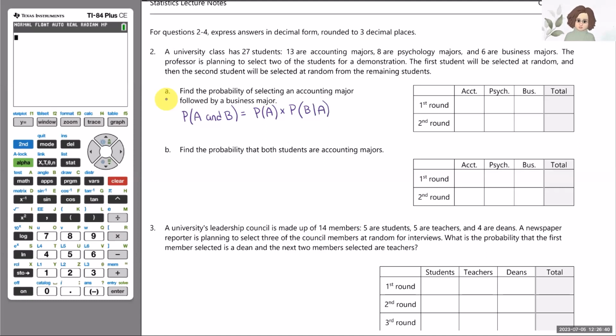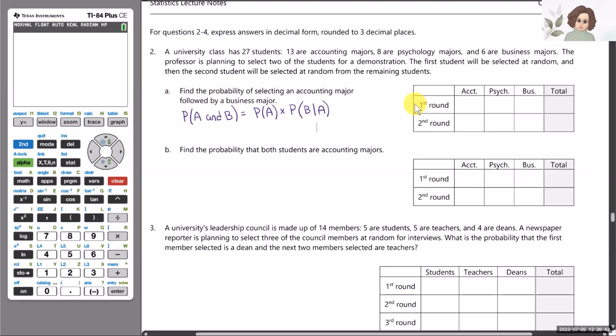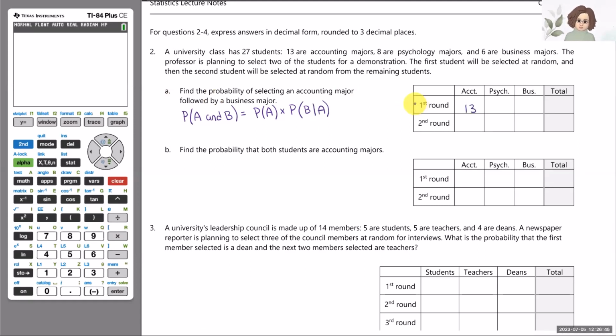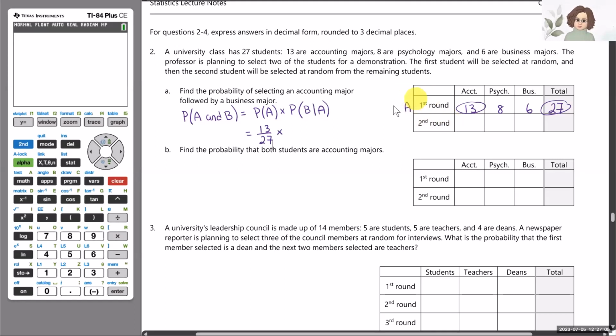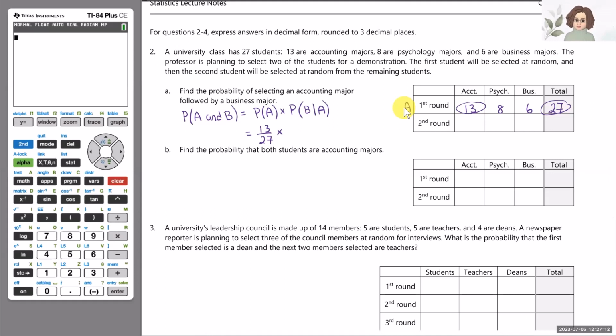So I'm going to go ahead and use my table here to organize the information. So when we first start, 13 accounting, 8 psychology, 6 business for 27 total students. And we're going to start with wanting an accounting major first. So 13 out of the 27 will be our probability of getting an accounting major. All right, so after we pick the accounting major, they are no longer available. So we're going to pick from the remaining students.